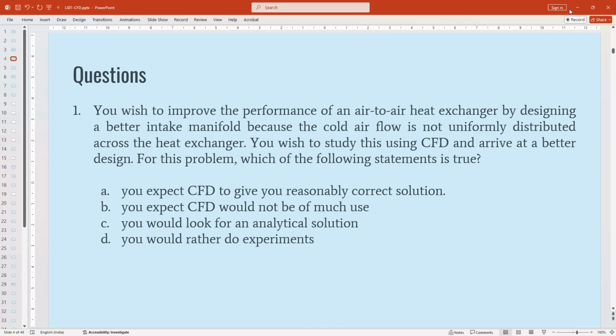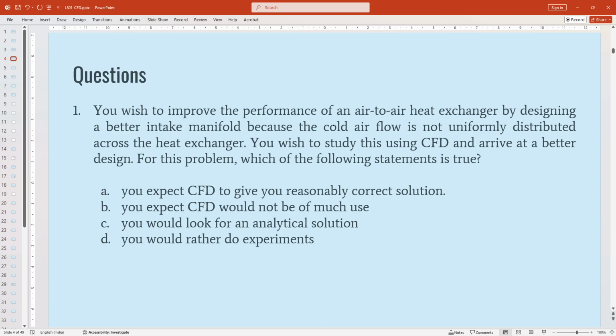So the first question is: you wish to improve the performance of an air-to-air heat exchanger by designing a better intake manifold, because the cold airflow is not uniformly distributed across the heat exchanger. You wish to study this using CFD and arrive at a better design. For this problem, which of the following statements is true?